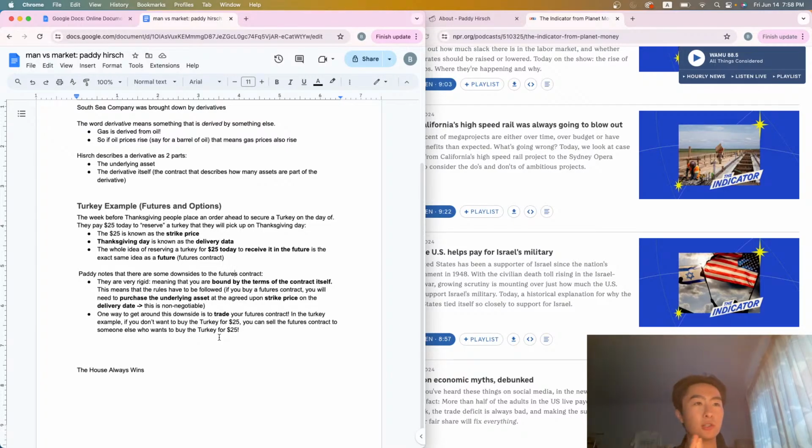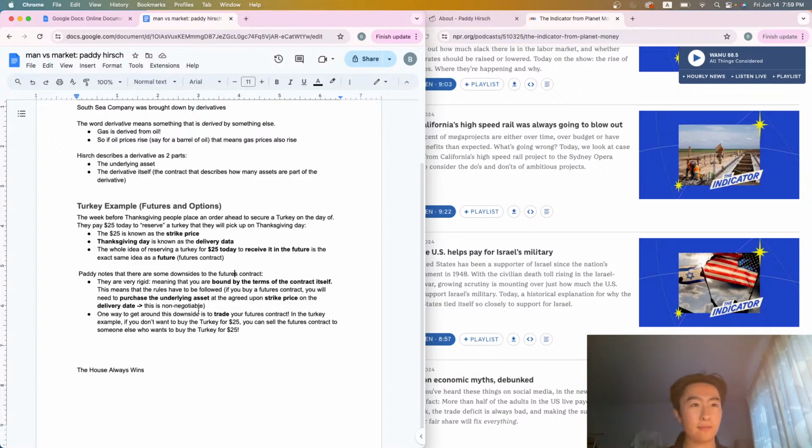Okay, moving on to the second idea: there are some downsides to a futures contract, and it really comes down to the fact that they're really rigid. This means that you're bound by the terms of the contract itself. If you buy a futures contract, you'll need to purchase the underlying asset at the agreed upon strike price on the delivery date. And this is non-negotiable, so you have to do this.